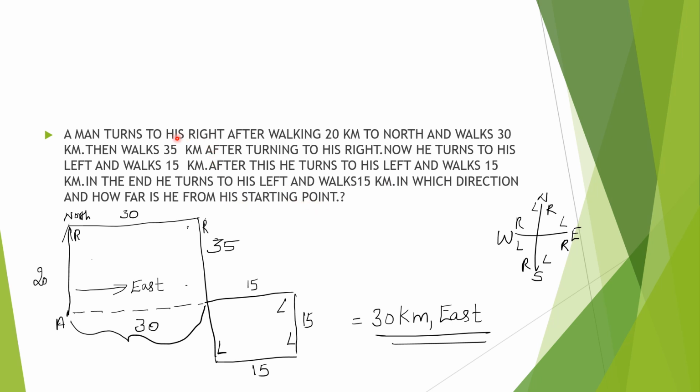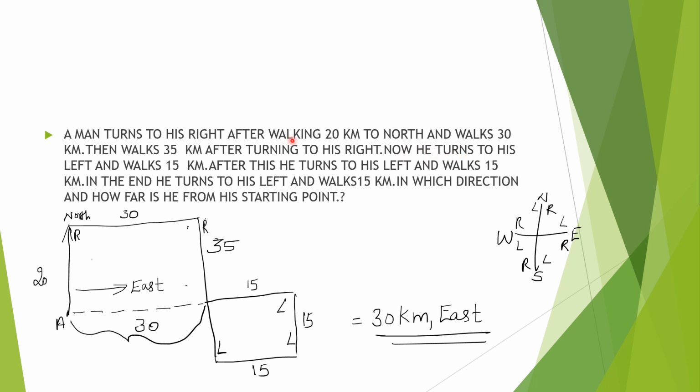So one by one, we can see what the things are. A man turns to his right after walking 20 kilometers to the north. Here he walked to the north 20 kilometers, then he turns to the right and walked 30 kilometers. Then he walks 35 kilometers after turning to his right. When he reached here, he turned to the right and walked 35 kilometers.